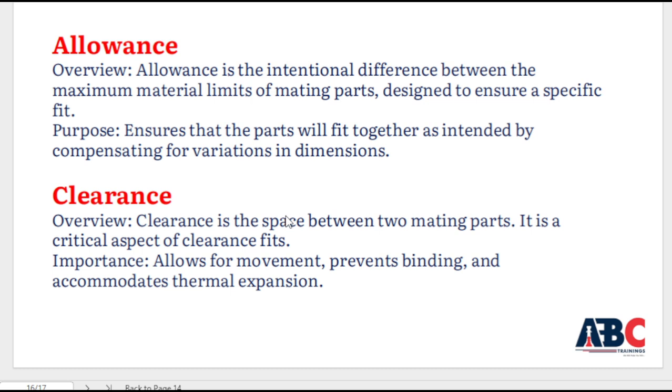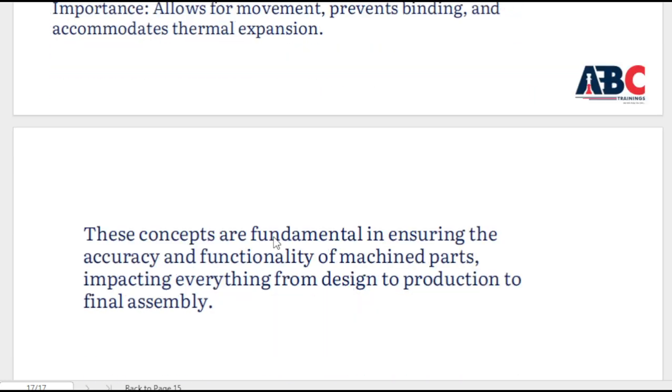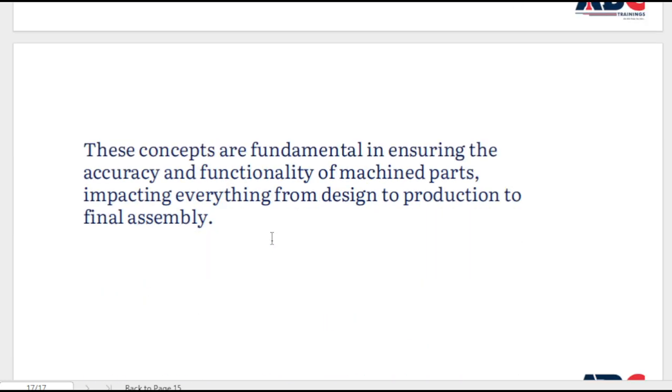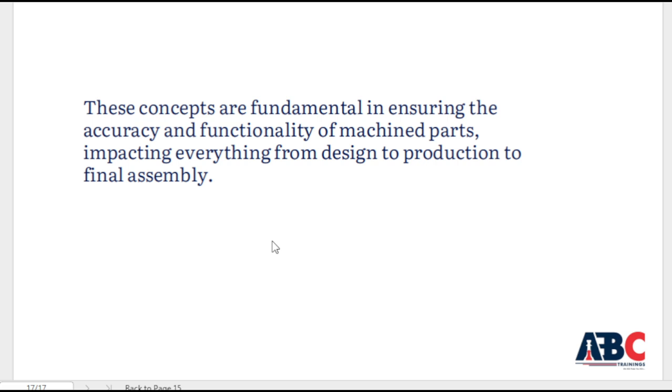Clearance. Clearance is the space between the two mating parts. It is a critical aspect of clearance fit. Clearance allows for movement, prevents binding, and accommodates thermal expansion. These concepts are fundamental in ensuring the accuracy and functionality of machine parts, impacting everything from design to production to final assembly.